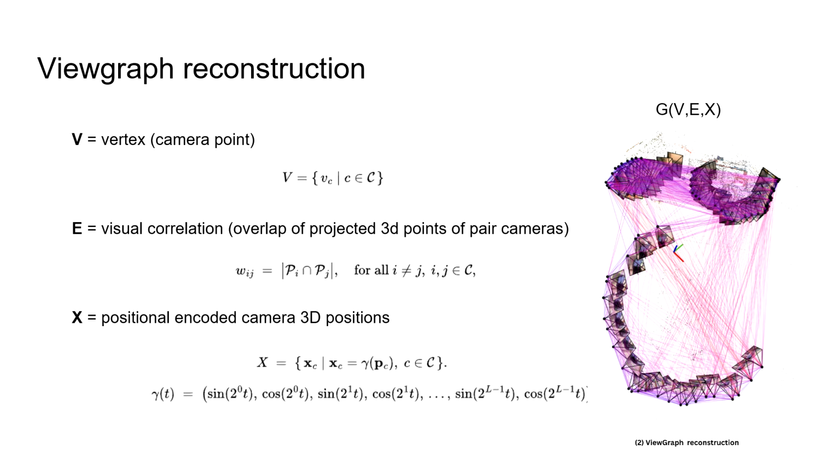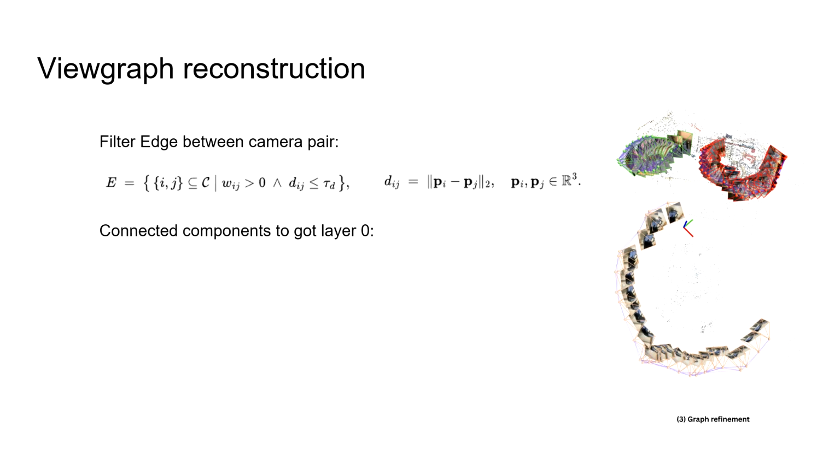For node features, we apply a NeRF-style positional encoding to every camera center, mapping its 3D coordinate to a higher dimensional representation. For the graph refinement, we remove long-range edges with a distance threshold to suppress spurious links, then compute connected components to partition the graph into disjoint camera tracks. The resulting clean graph serves as the input to our hierarchical clustering.